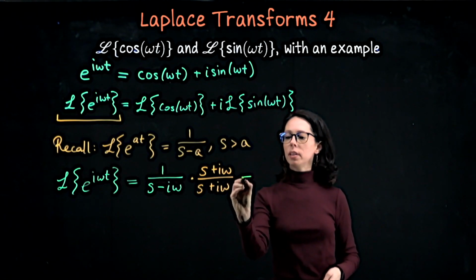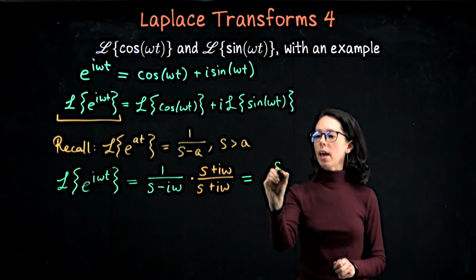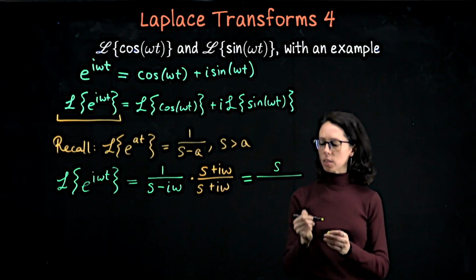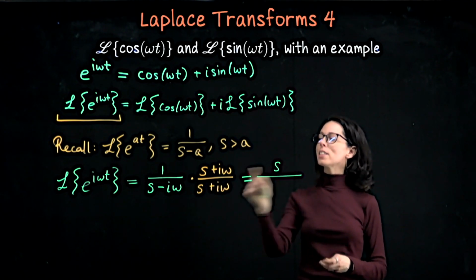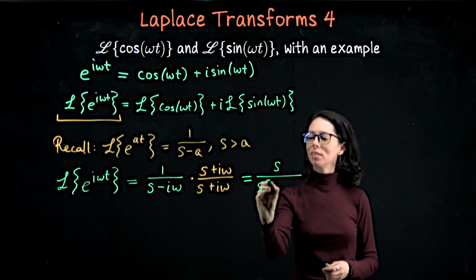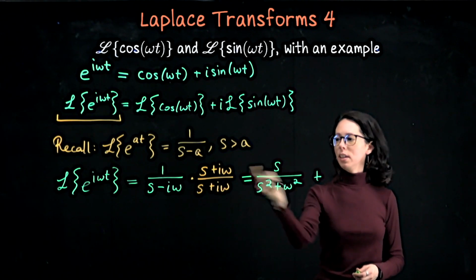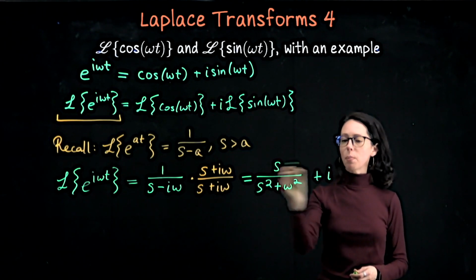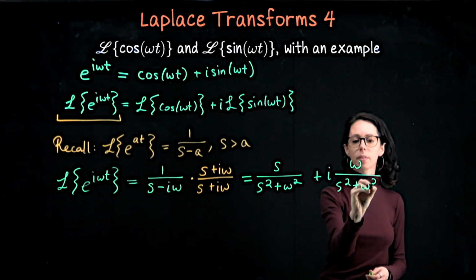Let me now take this numerator and break that into two separate expressions, where we have s divided by s squared plus omega squared. I'm having really bad luck with my markers. Sorry, they just seem extra squeaky today. Okay, there we go. Plus i times omega divided by s squared plus omega squared.